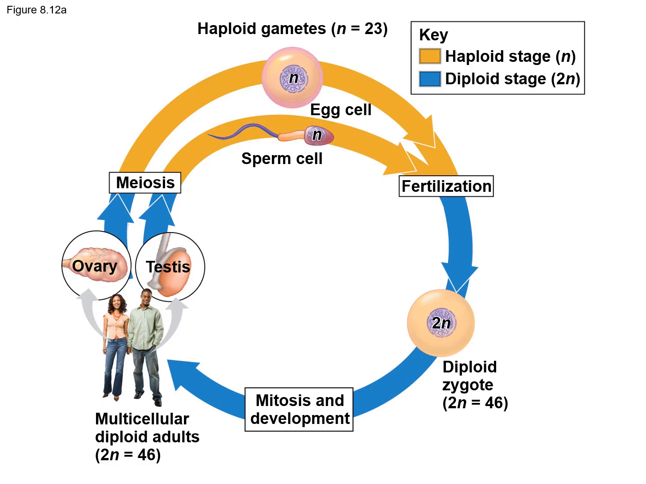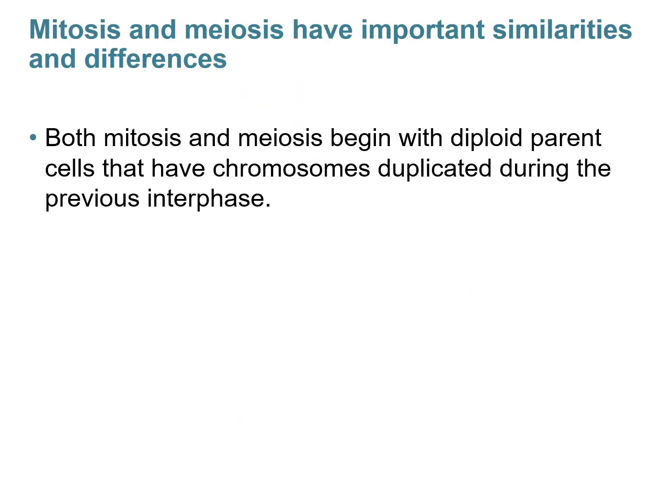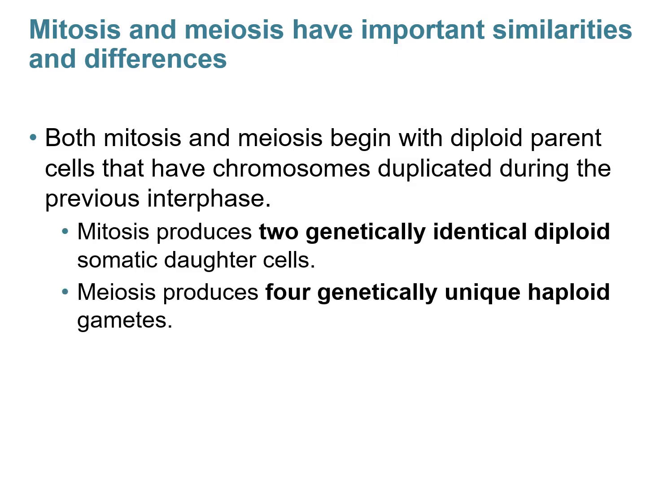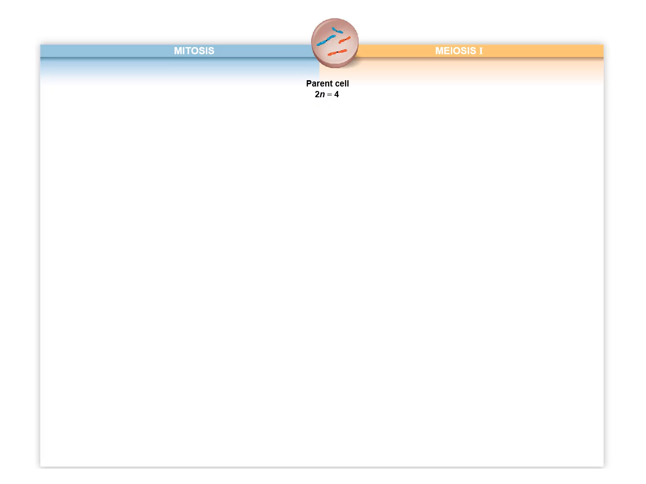All right, so let's make some comparisons between mitosis and meiosis. First, both mitosis and meiosis begin with diploid parent cells that have chromosomes that have replicated during interphase. At the end, mitosis is going to produce two genetically identical diploid somatic daughter cells. This means that they will have two copies of every chromosome and that those copies will be identical between the cells, and that these cells are body cells. That's why they're somatic. During meiosis, we're instead going to produce four genetically unique haploid gametes in the forms of egg or sperm. So if we were to start with a parent cell that's 2n equals 4, that means that it has two homologous pairs.